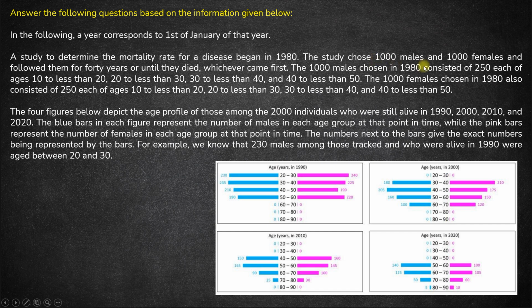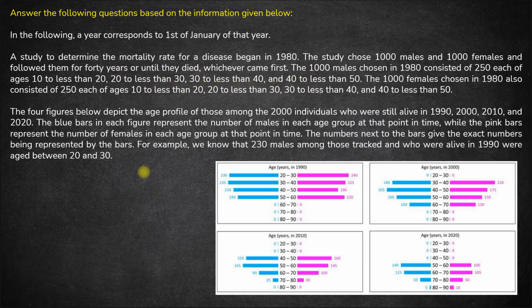The study chose 1000 males and 1000 females and followed them for 40 years until they died, of whichever came first. Now the 1000 males chosen in 1980 consisted of 250 each of age 10 to 20, 20 to 30, 30 to 40 and 40 to 50.